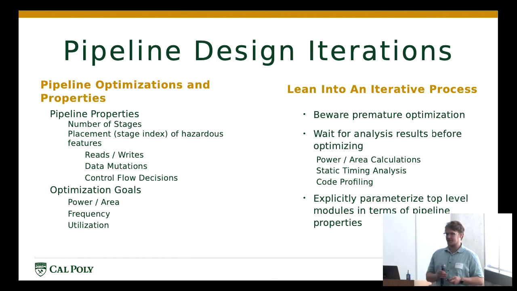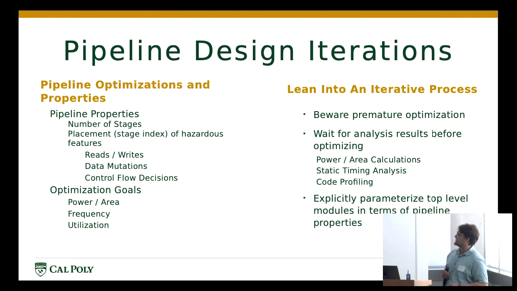So what I like to do is really lean into the iterative process, basically focus on making your design really testable and iterable early in the process rather than focusing on any of those specific goals, and making an effort to identify those pipeline properties really explicitly so that when you write your top level modules, you can write them parametrically to work for any valid combination of those modules.